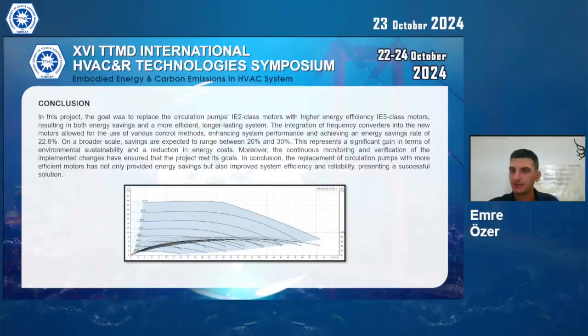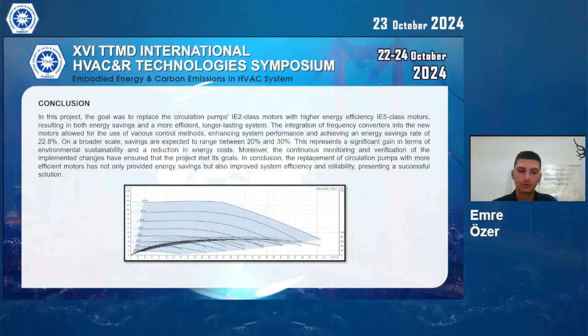which is 22.8% energy savings. Finally, in the conclusion, in this project, our goal was the replacement of circulation pumps and getting 20% to 30% energy savings. After replacements and using control methods, we got, like I said before, 22.8% energy savings. This represents a significant gain in terms of environmental sustainability and a reduction in energy costs.